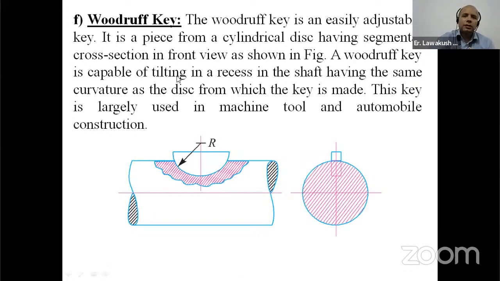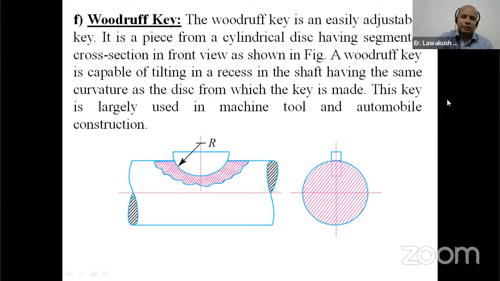Next one is the Woodruff key. The Woodruff key is an easily adjustable key. This is a piece from a cylindrical disc having segmental cross section in front view as shown in the figure. A Woodruff key is capable of tilting in a recess in the shaft having the same curvature as the disc from which the key is made.